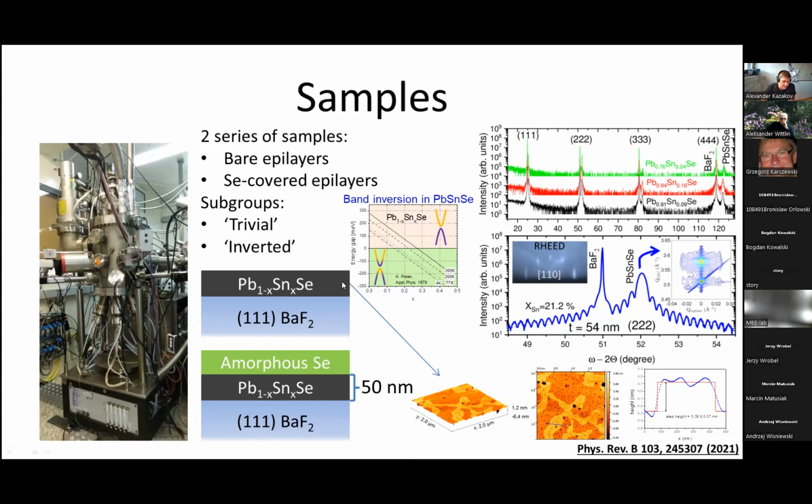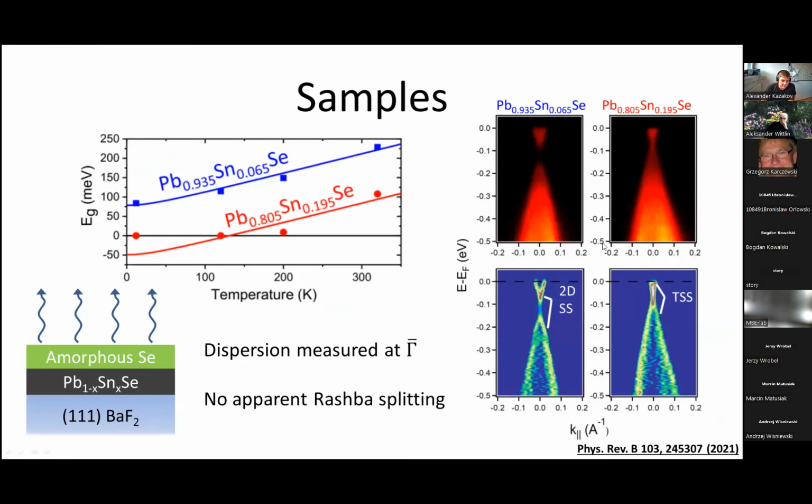The quality of the films was checked by AFM, which showed very low roughness, and XRD, which showed high crystalline quality of the samples. These epilayers were also checked with ARPES to show that we indeed cover both cases, topological and non-topological.